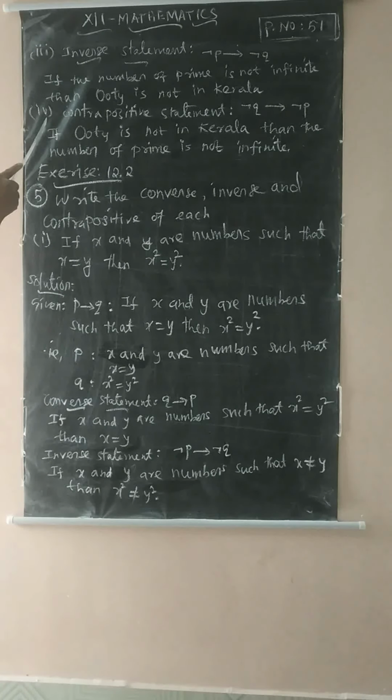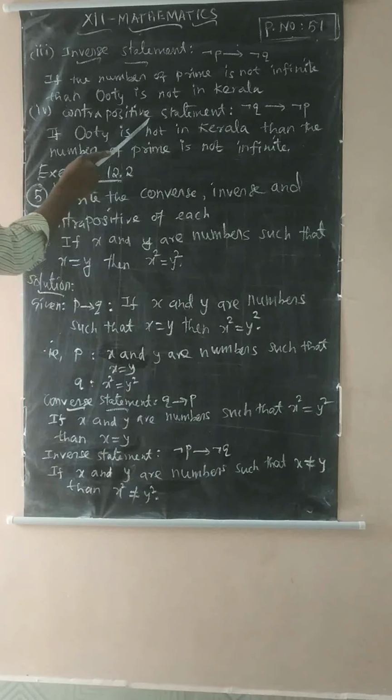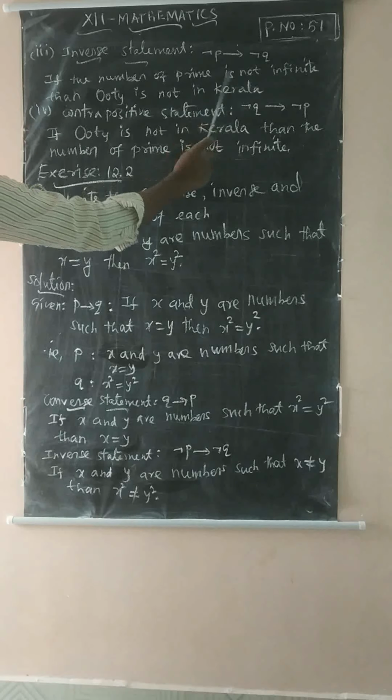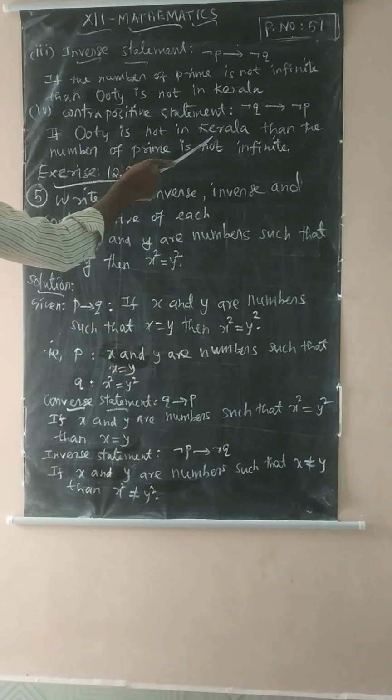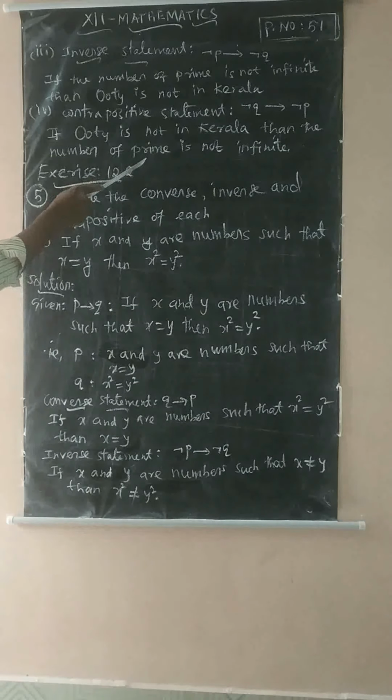Next, the fourth one is the contrapositive statement. In the same manner, interchange the sentences Q and P. If Ooty is not in Kerala, then the number of primes is not infinite. That is the example problem, students.